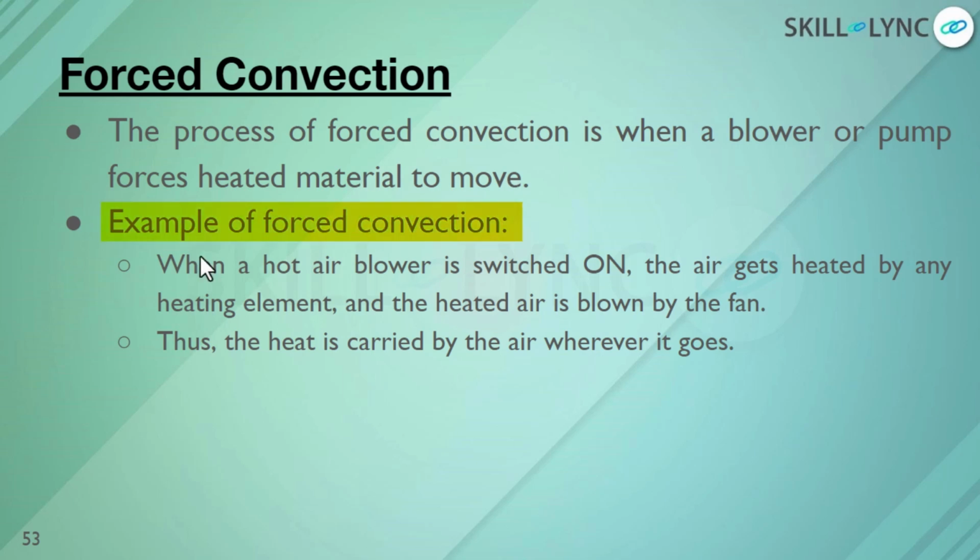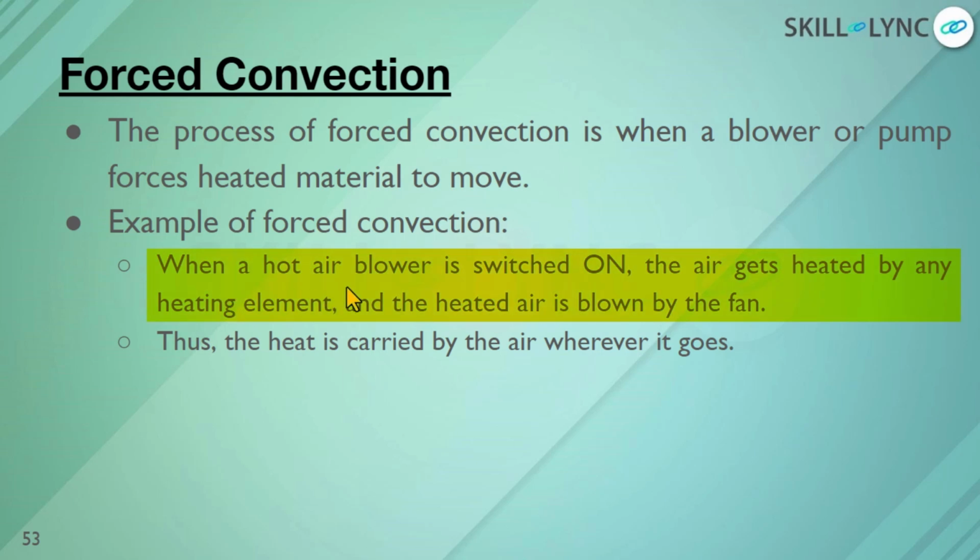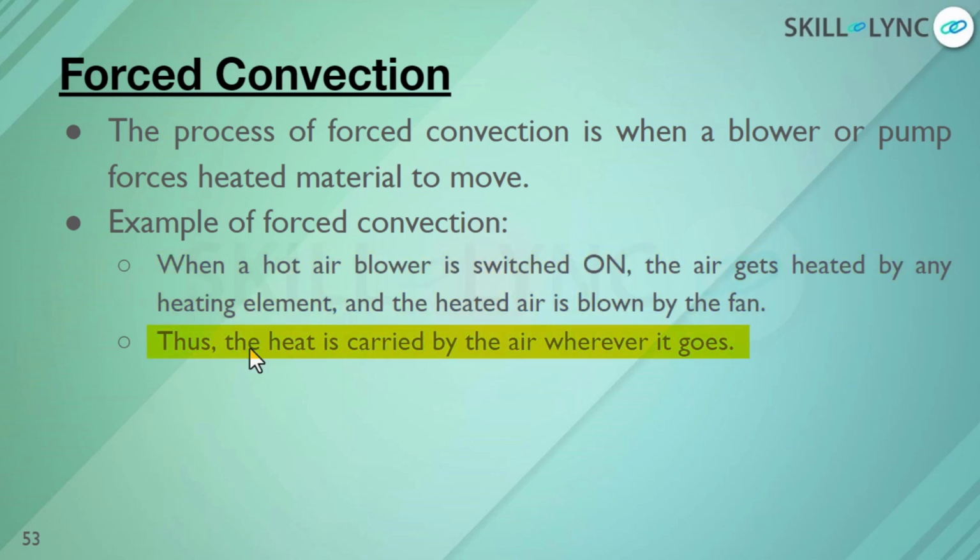Examples of forced convection: when a hot air blower is switched on, the air gets heated by a heating element and the heated air is blown by the fan. Thus, the heat is carried by the air wherever it goes. That means when an air blower is switched on, the air first gets heated inside the blower. That is done by a separate heating element. Further, as the air gets heated, it is blown away by the fan. The blower itself has a fan in it which blows away the heated air. This causes the heated air to carry the heat with it to the atmosphere or wherever it goes.